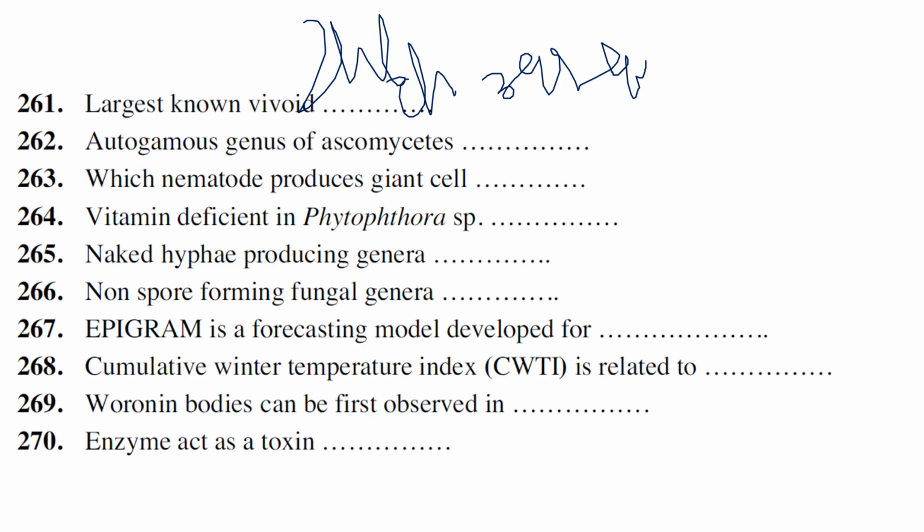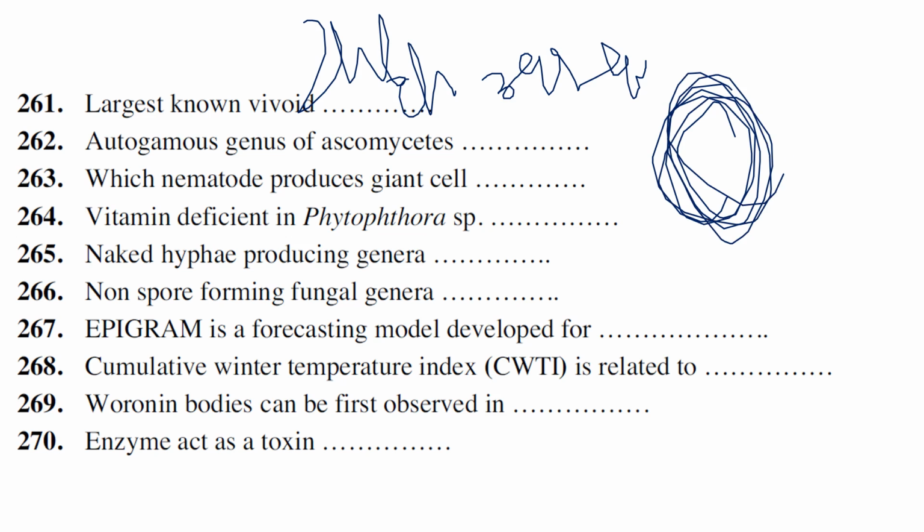So autogamous genus of Ascomycetes, they are asking. Probably Sphaerotheca, I think, I'm not sure, probably. So which nematode produces a giant cell kind of thing? I think we have studied this, root knot. The name itself indicates knot. Knot means some kind of bulge, or we can say giant gall like structures, cell like structures, are produced by root knot nematode only.